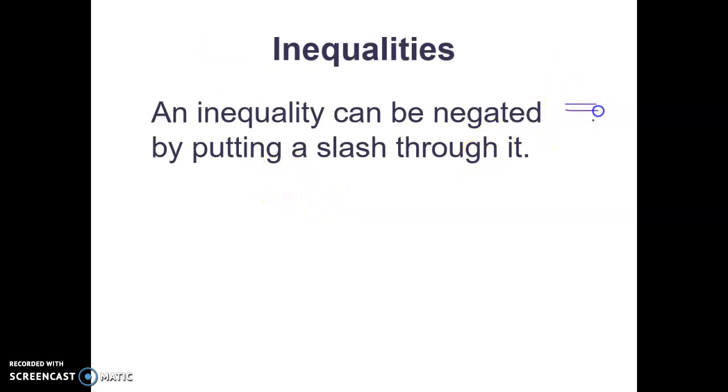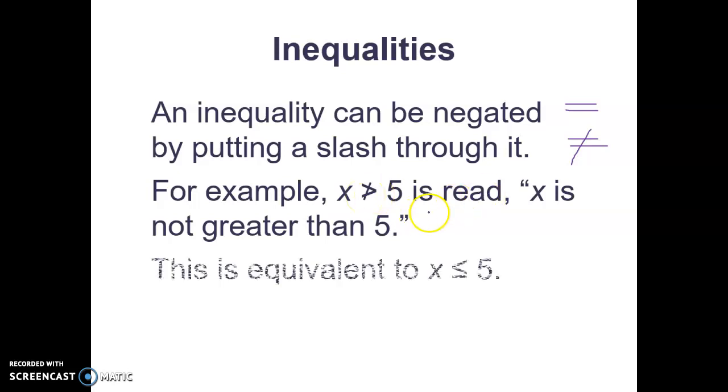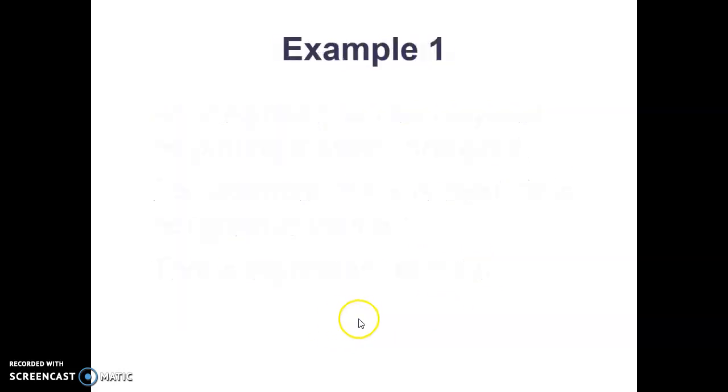An inequality can be negated by putting a slash through it. Just like we saw equal and not equal to, we can put a slash through our inequality symbols to make them not true. For example, x is not greater than 5 can also be rewritten as x is less than or equal to 5. If it's not greater than 5, then it must be one of the other 2 options. Remember, there are 3. That's what our trichotomy property said. So if it's not greater, it's either less than or equal to 5.